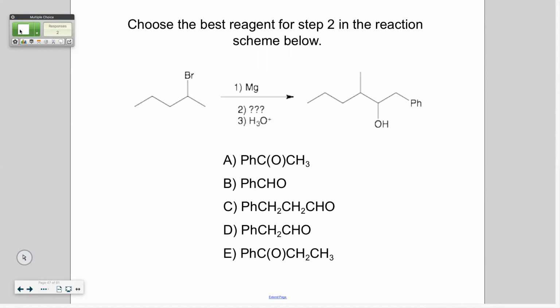Okay, so you're going to pick which of those compounds would be the choice for number 2 to make that compound on the right from the compound on the left.